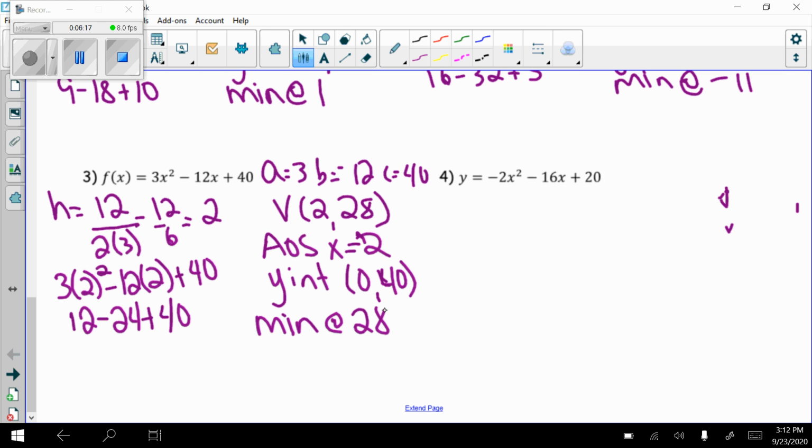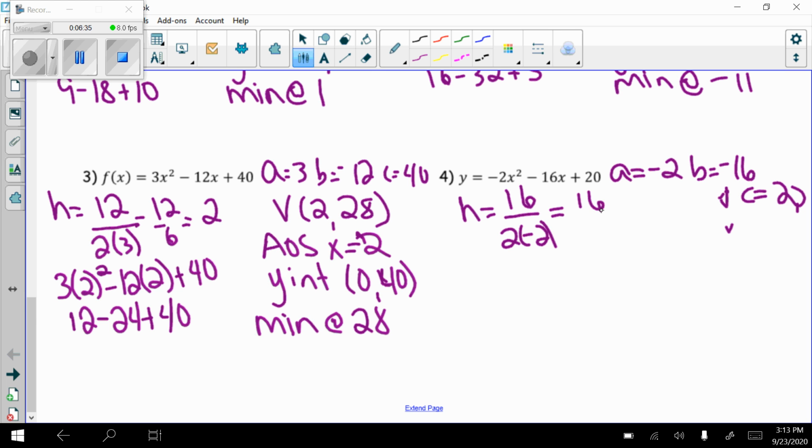Right. Same thing with number 4. So identify A. A is negative 2. B is negative 16. C is 20. So find H equals, so my B again was negative 16, so I changed it to positive 16, divided by 2 times negative 2. So I get 16 divided by negative 4, which is negative 4. So my vertex, negative 4 something.